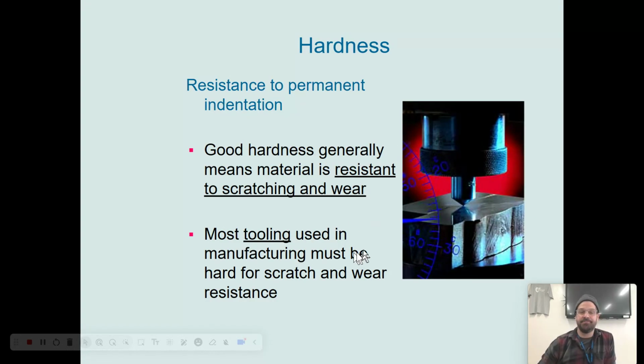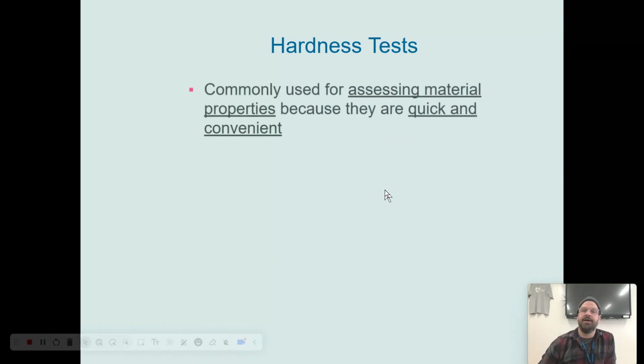And so in manufacturing, generally, if you're buying harder and harder cutting tools, they cost more because they're harder to manufacture, because it's more difficult and more expensive to get hard materials into a cutting tool shape because they're harder, right? Makes sense, I think. All right.